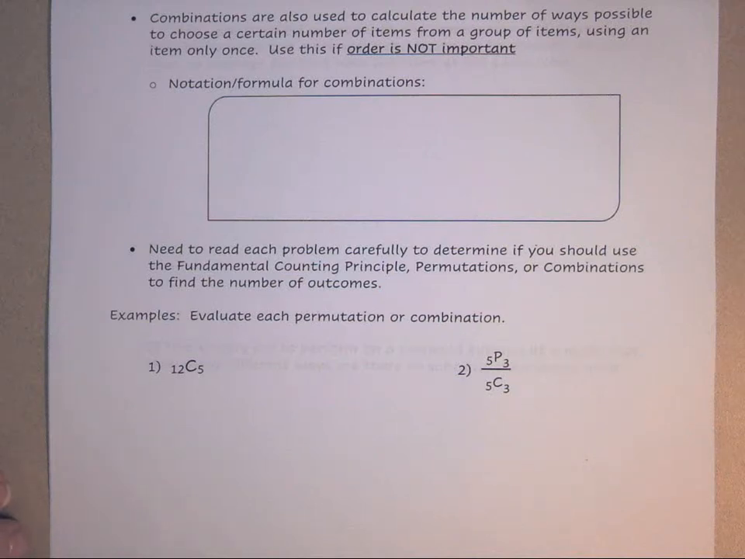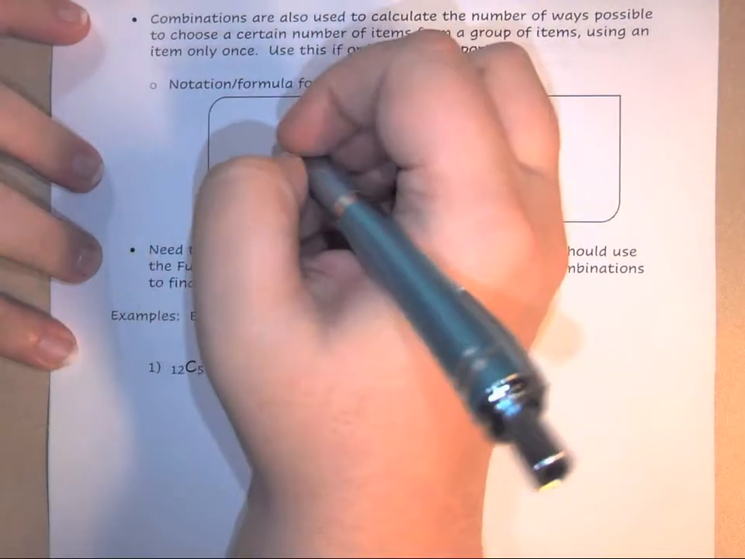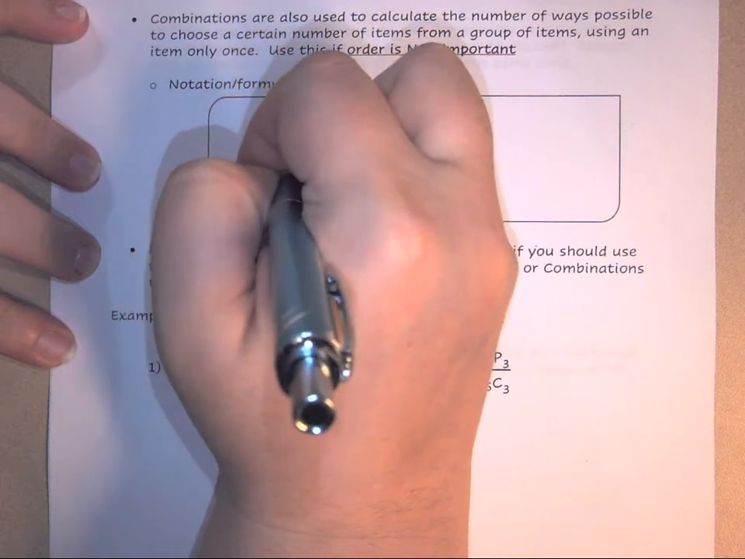Here we're going to look at what it means to use combinations in order to calculate the number of ways you could order something, the number of possible ways you could order it. Now, in these cases, combinations are talking about the idea when order is not important.